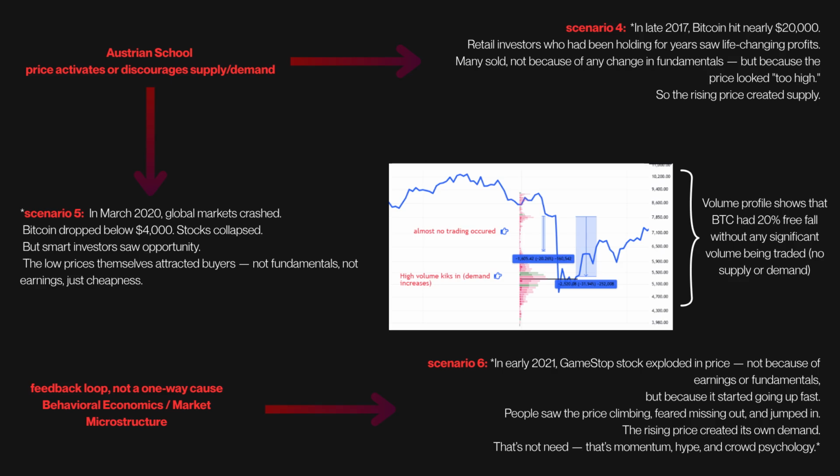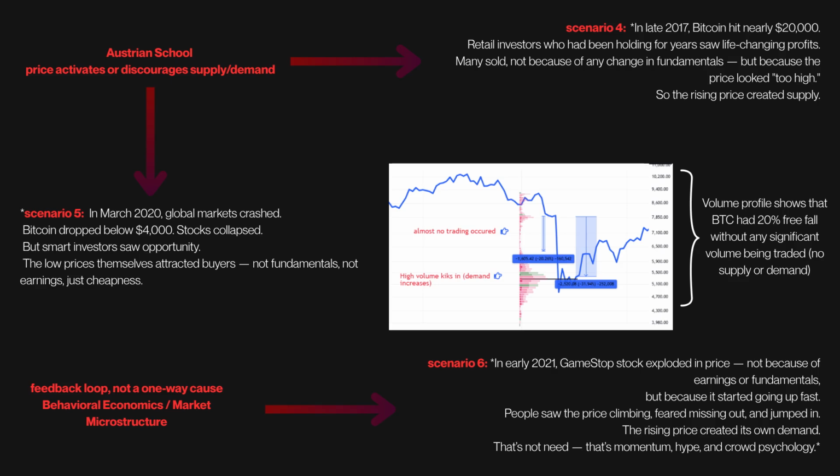The drop itself attracted demand. It wasn't about valuation models or macro forecasts. It was just cheap. This again fits the Austrian view. Price moves first. Behavior follows. Now consider scenario 6, early 2021.